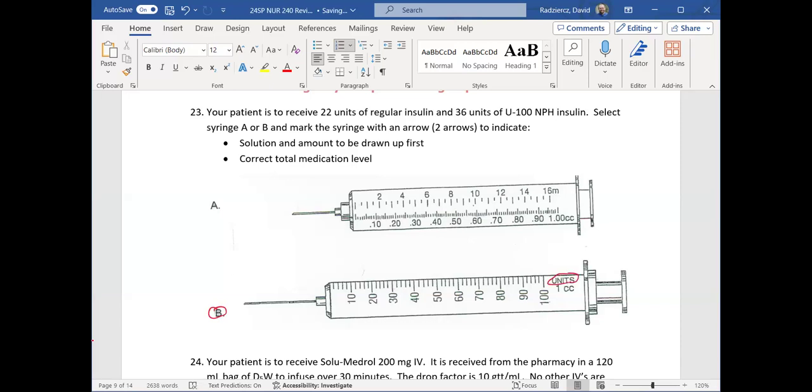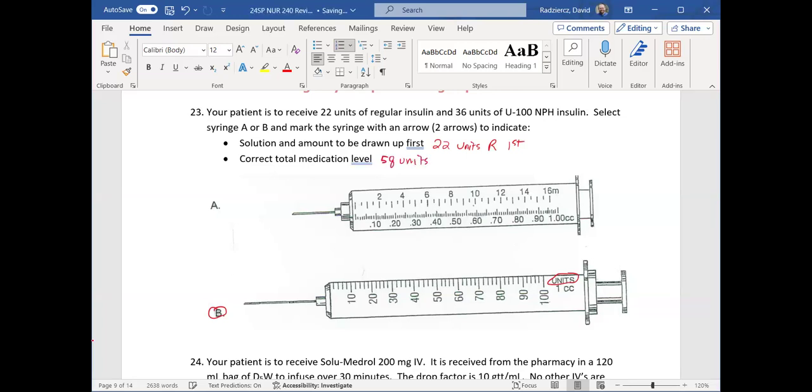So you can just ignore syringe A if it's always this image. It says to use 2 arrows to indicate, and then I'll show you what I would do to circumvent the 2 arrows thing. But I always like to make notes on my test. If it's paper, solution amount to be drawn up first, I'm going to write 22 units regular first. I want to make sure that you're telling your instructor which one goes first, and then that you can add, right? So 22 plus 36 is 58 units total, right?